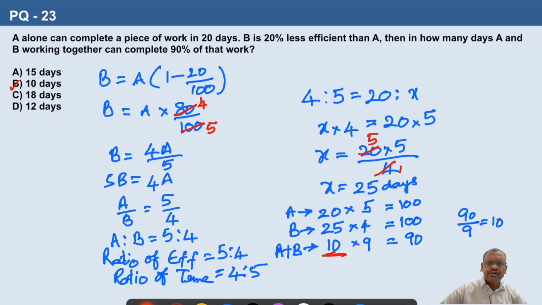So A can do it in 20 days, B can do it in 25 days. Their LCM is 100. That is the total work. The efficiency of A is 5. Efficiency of B is 4. The total efficiency of A and B together is 9 units. 90% of the work is 90 units. So 90 units of work can be done by A and B in 10 days because their efficiency is 9 units. 90 by 9 gives 10. So in 10 days they can complete the 90% of the work. Option B is the right answer.